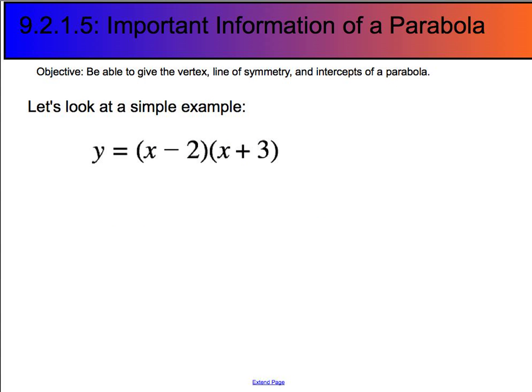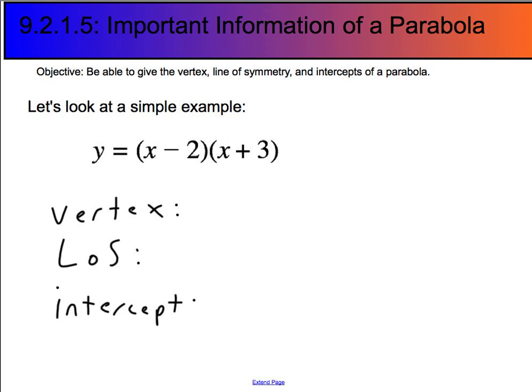Let's go ahead and take a look at a simple example. Again, as the objective states on there, and as I just said, we want to find the vertex, the line of symmetry, and the intercepts. I'm going to abbreviate line of symmetry as LOS. Intercepts look like this. They either have an input or an output of 0.